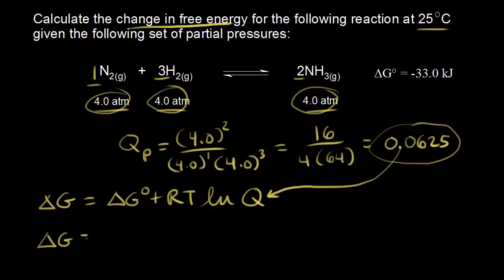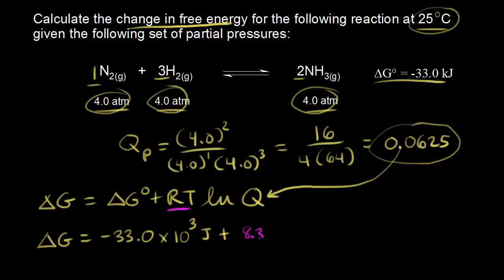So delta G is equal to delta G0, the standard change in free energy. At 25 degrees C, delta G0 is negative 33 kilojoules. So we have negative 33.0 kilojoules. We need to make that joules, so I'm going to say times 10 to the third joules. Plus, R is the gas constant. So that's 8.314, and that's joules over mole times K. Since the gas constant is in joules per mole, we need to make delta G0 in joules per mole too.